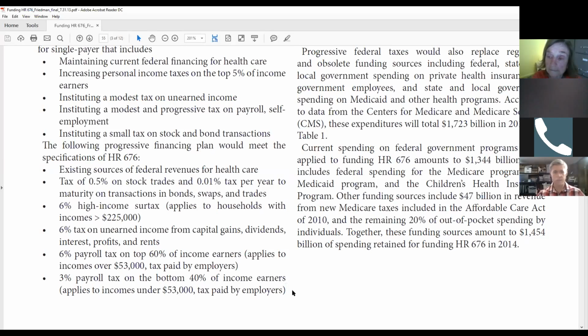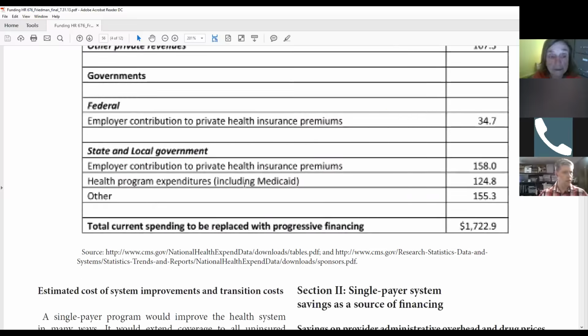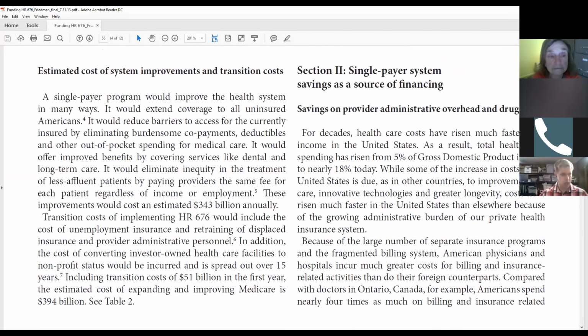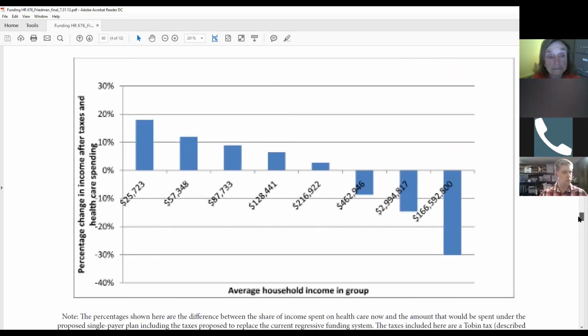And then finally, it's less significant. I don't have it in the calculator. There is a 0.5% tax on stock trades, or 0.01% tax per year on all transactions in bonds, swaps, and stock trades. So based off those numbers, we go down to, I think it's page 8 of this report. Dr. Friedman has a chart that he put together of what making some reasonable assumptions of income and how the income is distributed.